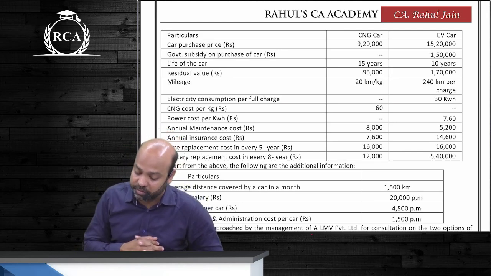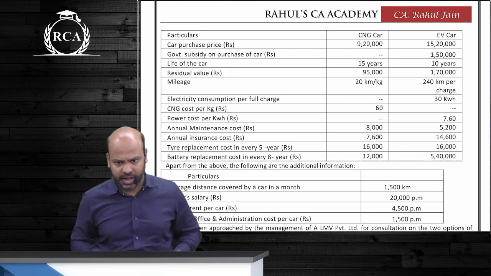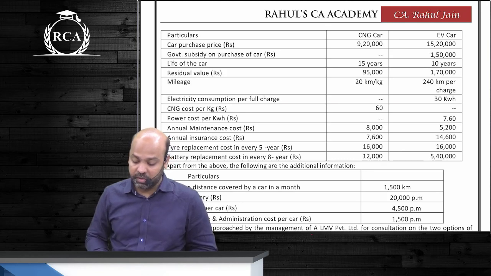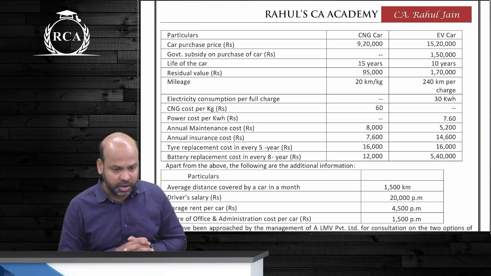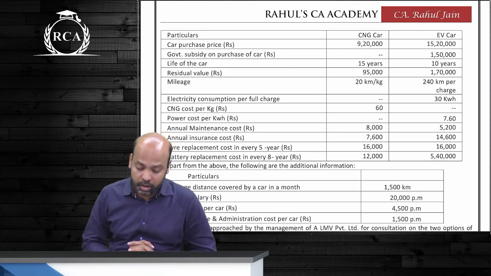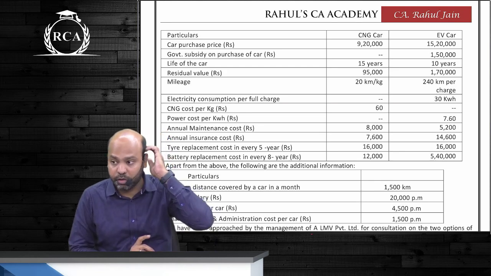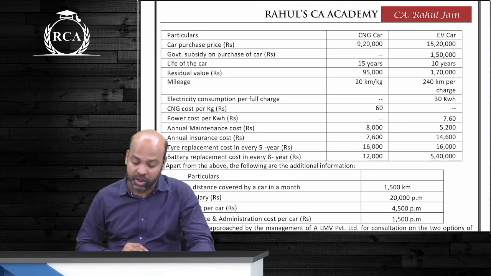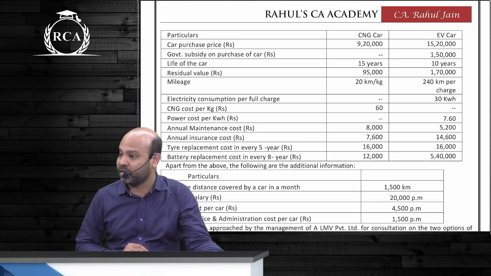That means your net cost will become 13,70,000. Won't your net cost be 13,70,000, guys? Life of the car is 15 years and 10 years. Residual value is 95,000 and 1,70,000. Using this, beta, will you be able to compute your depreciation? Yes or no, guys? Mileage, beta, is 20 kilometers per kg of gas. The other one is 240 kilometers per charge. Electricity consumption per charge is 30 kilowatt hours. CNG cost per kg, beta, is 60 rupees. Power cost per kilowatt hour, beta, is 7.6 rupees.